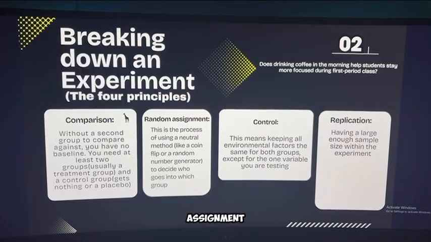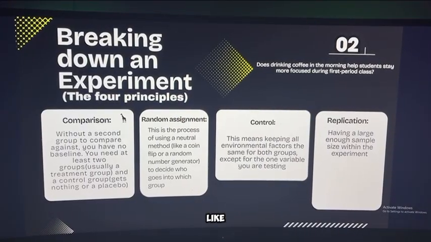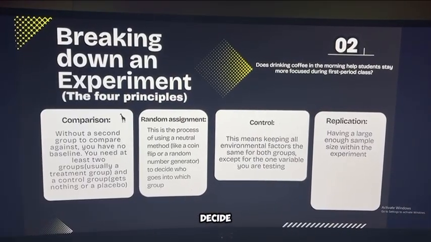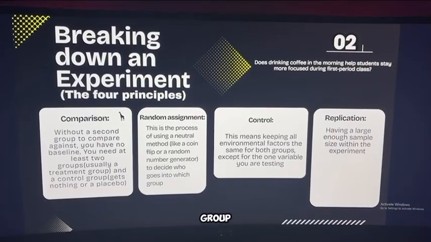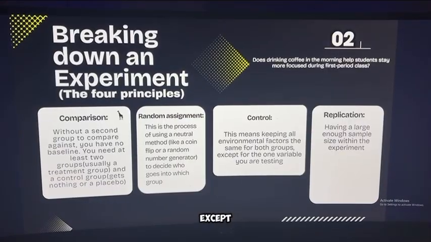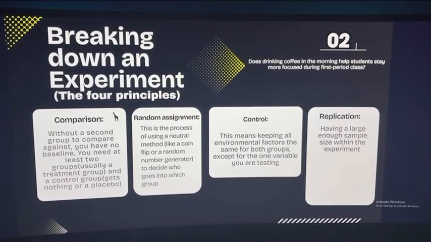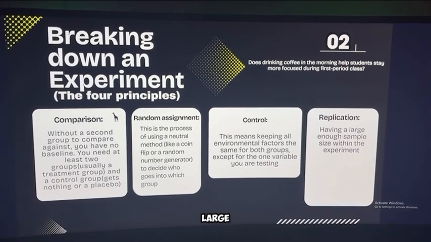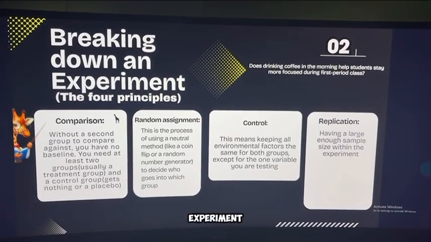There's random assignment, which is the process of using a neutral method like a coin flip or a random number generator to decide who goes into which group. Then there's the control. This means keeping all environmental factors the same for both groups except for the one variable you are testing. And then there's the replication, having a large enough sample size within the experiment.